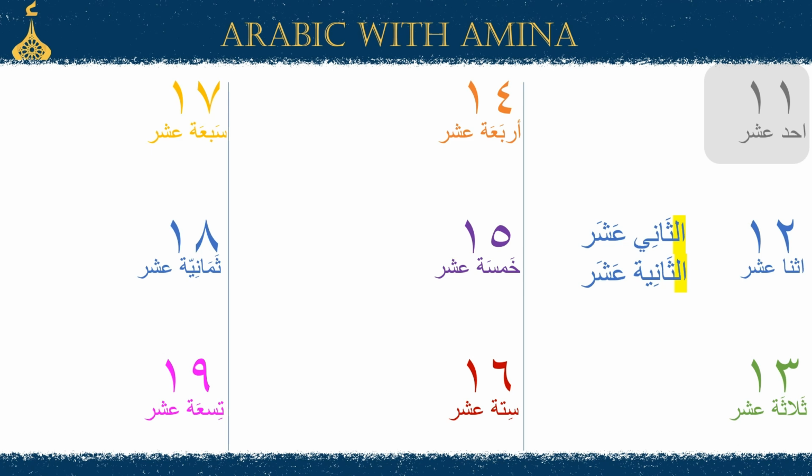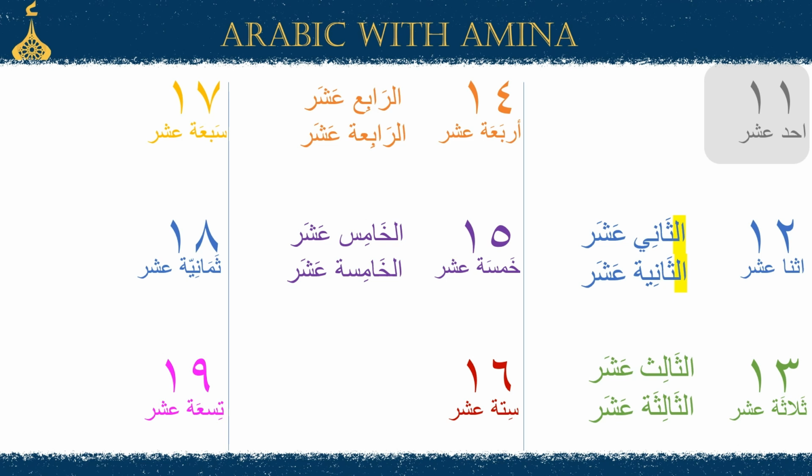So let's do that with 13 now. الثالث is the third, and we add عشر, الثالث عشر. Feminine form, الثالثة عشر. And this is the same pattern for every other number. So 14, الرابع عشر, 15, الخامسة عشر, 16, السادس عشر, and so on for every number.